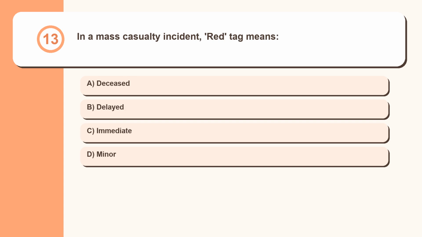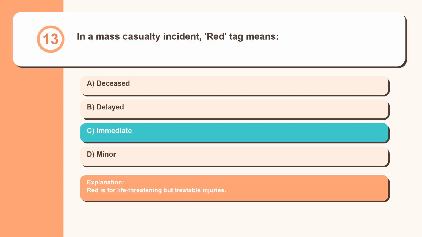Question 13. In a mass casualty incident, red tag means: deceased, delayed, immediate, minor. Red is for life-threatening but treatable injuries.